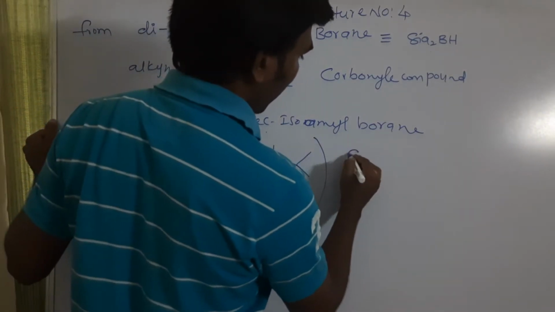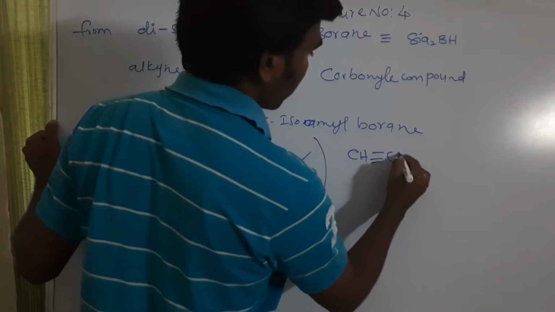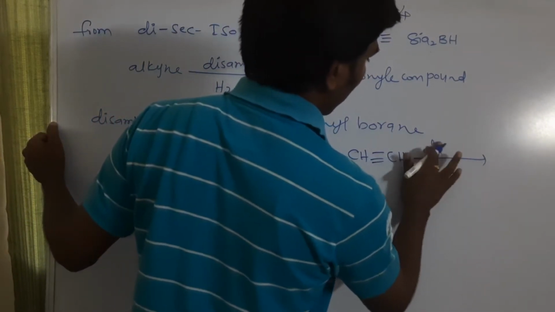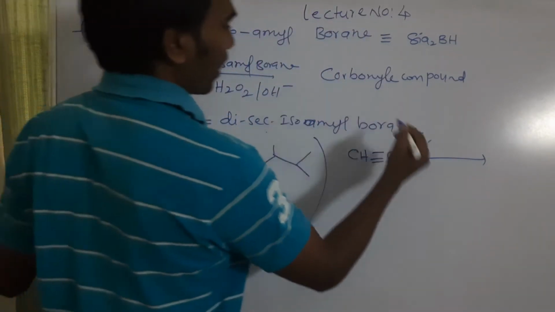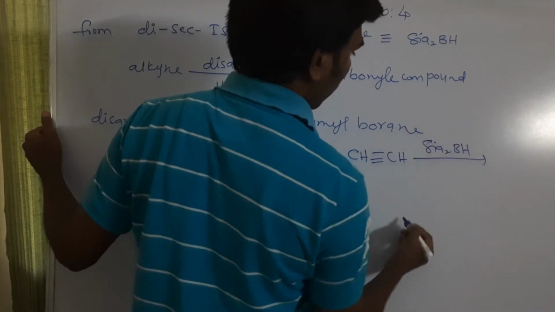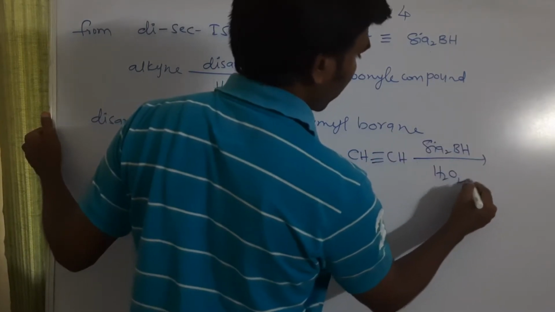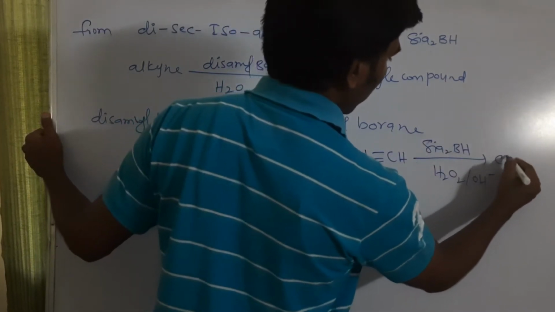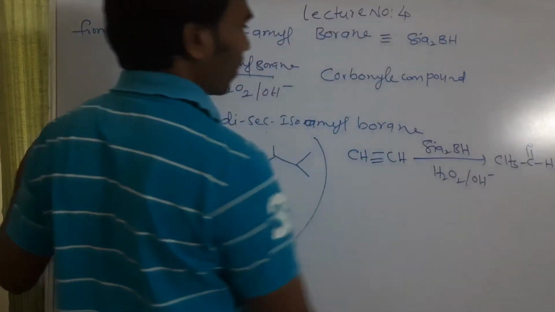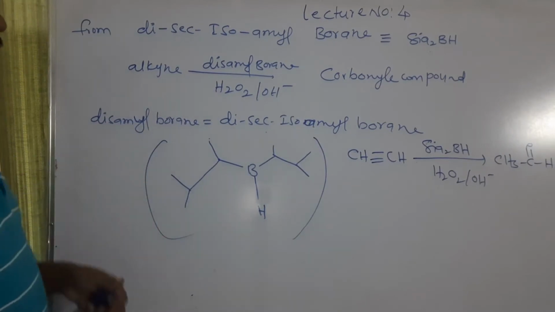For example, I am taking acetylene, CH triple bond CH, when it is reacting with disamyl borane. Instead of writing disamyl borane, I am taking here SiA2BH. When it is reacting with hydrogen peroxide in presence of OH minus, it is going to give CH3 C double bond OH. Acetaldehyde it will form.